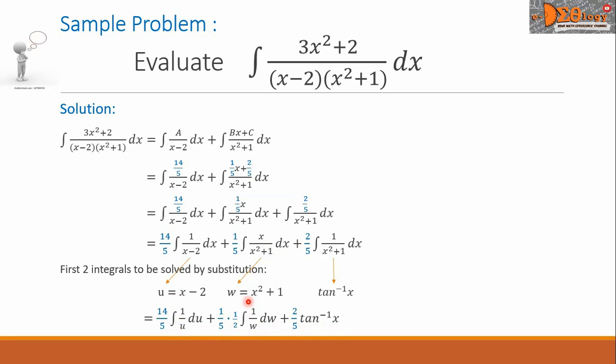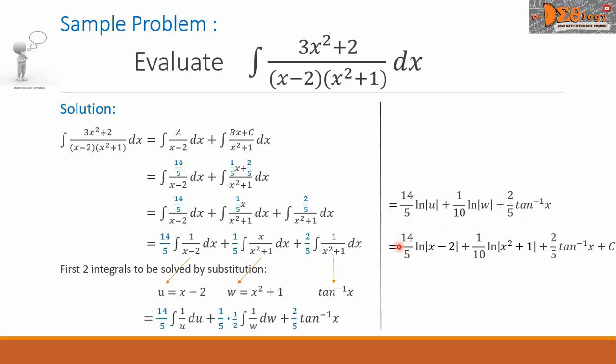The first two integrals here will give us natural log. So the next step, we will get 14 over 5 times the natural log of the absolute value of u, plus 1 over 10 times the natural log of absolute value of w, plus the 2 over 5 times tangent inverse of x. If we replace the corresponding values of u and w, we will get 14 over 5 ln of absolute value of x minus 2, plus 1 over 10 ln of absolute value of x squared plus 1, plus 2 over 5 tangent inverse of x. Of course, we will not forget the plus C, the constant of integration.